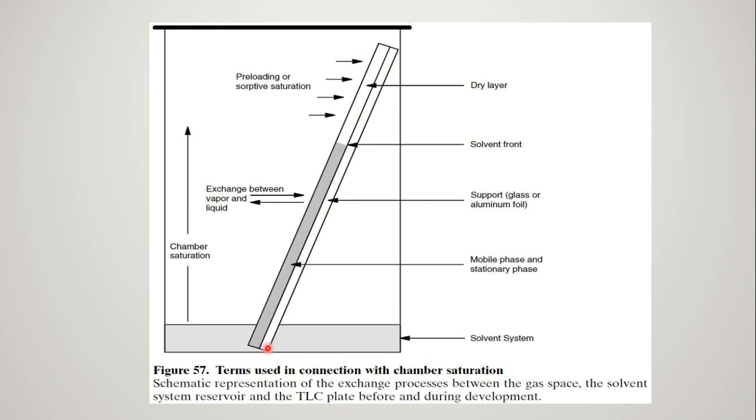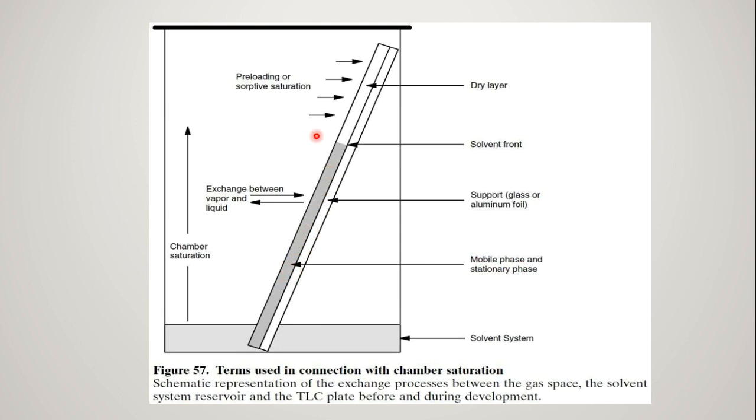From this solvent system, the solvent runs from down to upside due to capillary action. So here it is shown, this is the mobile phase which is running over this stationary phase, which is coated over this glass plate or plastic sheet. So the mobile phase is running with sample components over this stationary phase.